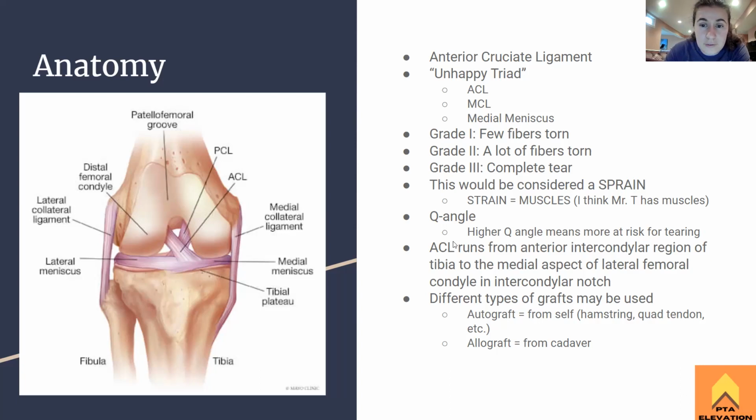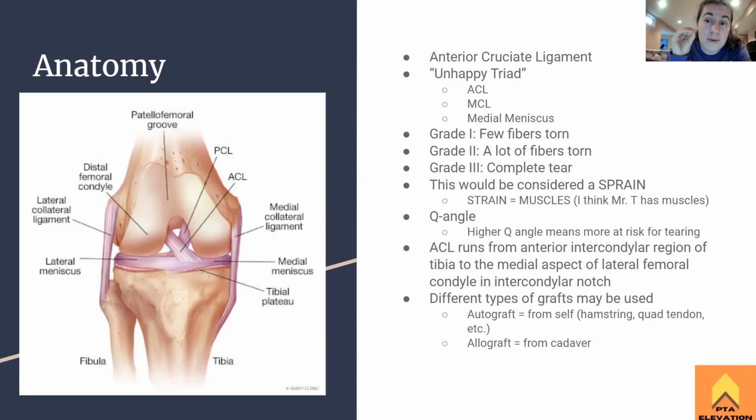Now understand the difference in grades. A grade 1 sprain is where a few fibers are torn in the ligament. A grade 2 sprain is where a lot of fibers are torn; we're seeing a lot of laxity in the ligament, but it's still attached. Grade 3 is a complete tear, so everything's gone. It's cut in half.